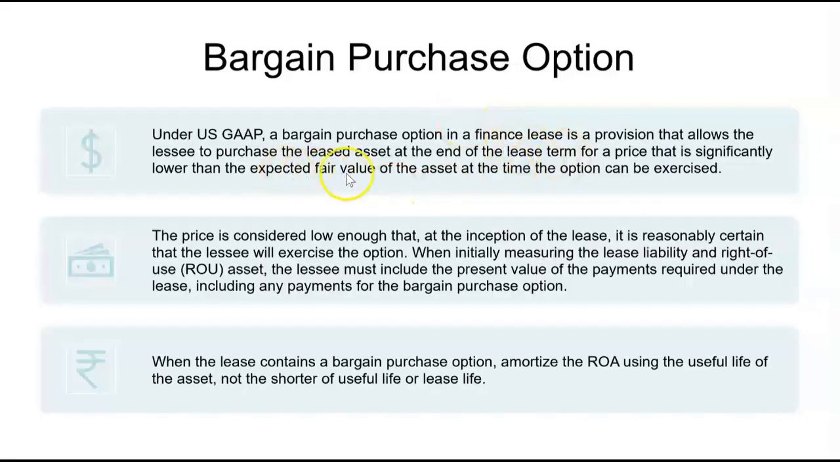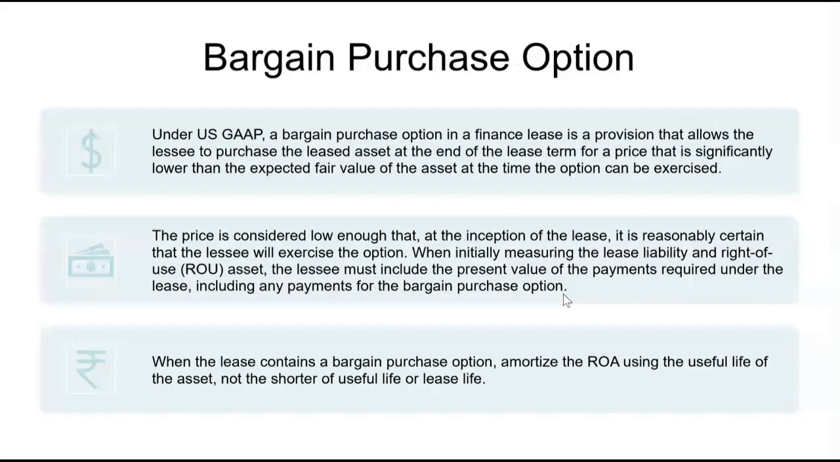It allows the lessee to purchase the leased asset at the end of the lease term for a price that is significantly lower than the expected fair value at the time the option can be exercised, which is usually after the last payment. The price is considered low enough that at inception of the lease, it's reasonably certain that the lessee will exercise the option, and when initially measuring the lease liability and right of use asset, we said the lessee must include the present value of the payments required under the lease, including any payments for the bargain purchase option. So treat the bargain purchase option the same way we treated the guaranteed residual.